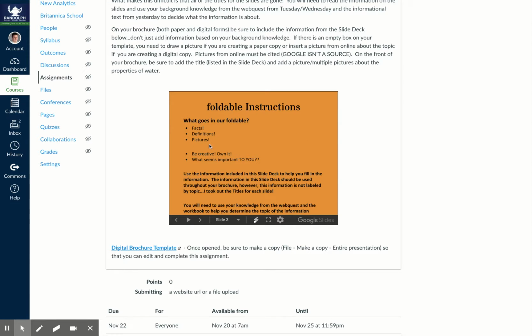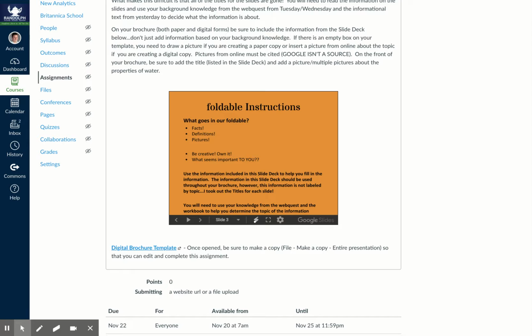All right, and so what goes in the foldable? You're going to import facts, definitions, and pictures. Be creative and own it. Come up with your own information that goes there, and what's important to you. You're going to use the information in the Google slide deck below to help you fill in this information. Everything that you need is listed in the slideshow. You just need to know what you're putting in where.